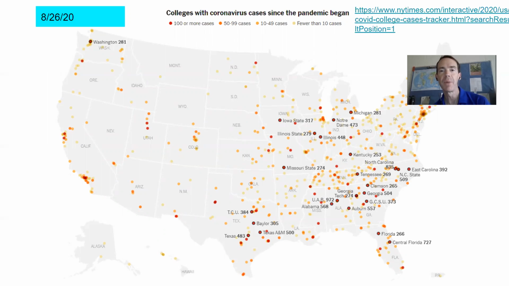And this is a map showing the college campuses that, as of August 26th, are grappling with the pandemic and whether to close down, to go into remote learning, to dismiss students, or to forge ahead with in-person learning.